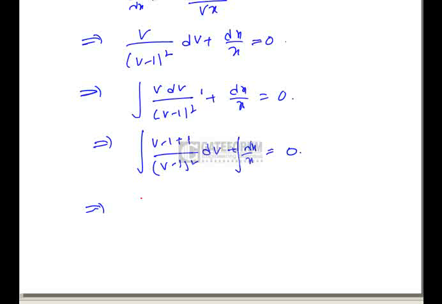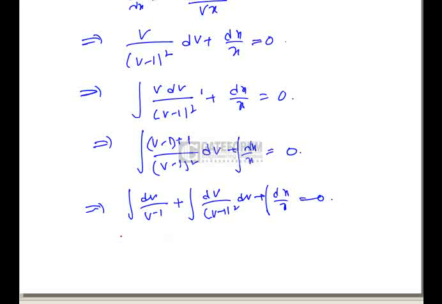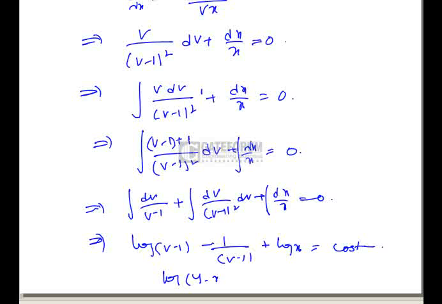As we have added plus and minus 1 to the numerator, we'll simplify this. (v minus 1) by (v minus 1) whole square will be dv by (v minus 1), plus dv by (v minus 1) whole square, plus integral of dx by x is equal to 0. Integral of 1 by x dx is nothing but log x. And similarly, integration of dv by (v minus 1) whole square is nothing but minus 1 by (v minus 1), plus integration of 1 by x is log x, is equal to some constant. And if we simplify, it will be log of (y minus x) is equal to c plus x by (y minus x). So which is option B.